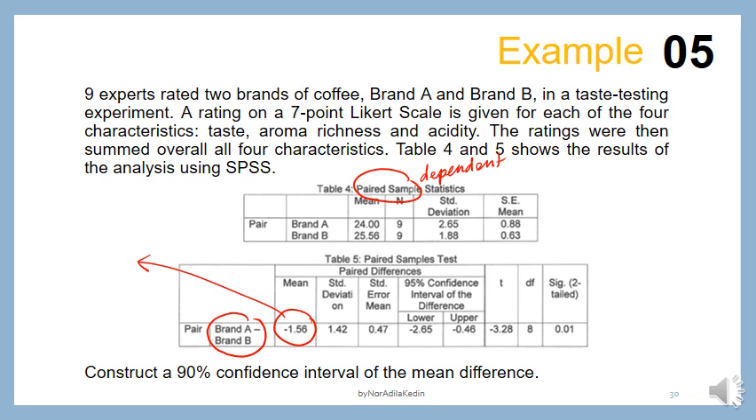Sebab dia buat brand A tolak brand B, so dia kena buat x bar A tolak x bar B, which is 24 tolak 25.56. That's why dia dapat negative 1.56. So this is the standard error. Okay, ni standard error, boleh terus ambil.